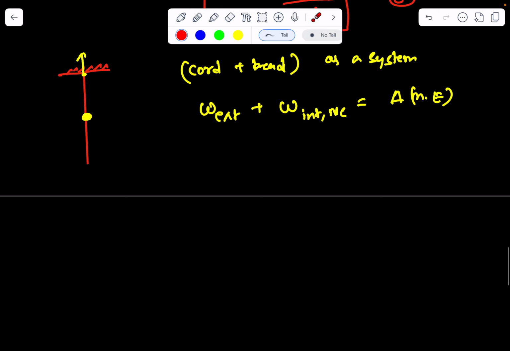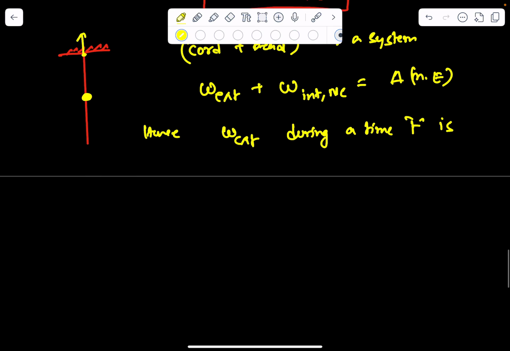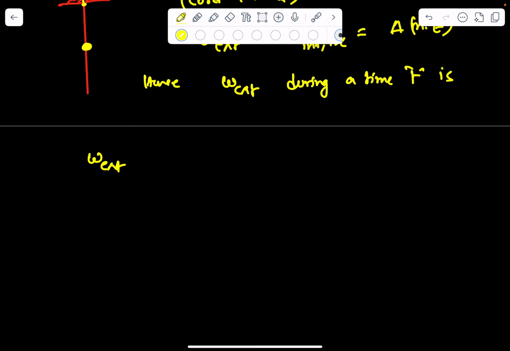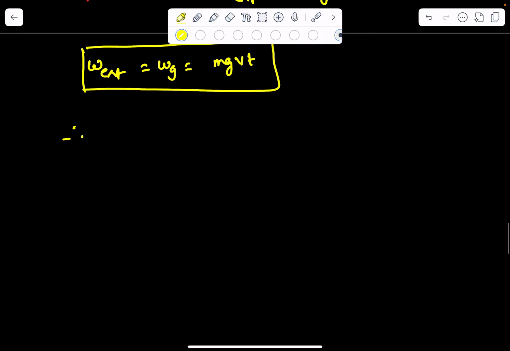Hence, the work done by the external force during a time t is equal to the work done by gravity, which is mg into vt. So this is one more expression we are going to get. Therefore, we can write mg vt plus work done by internal non-conservative forces is equal to the change in mechanical energy of the system.